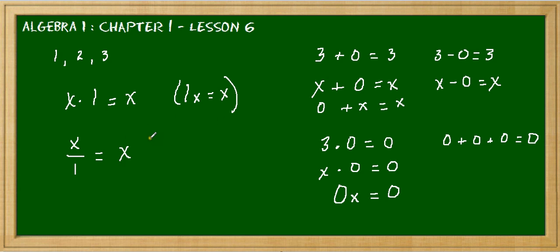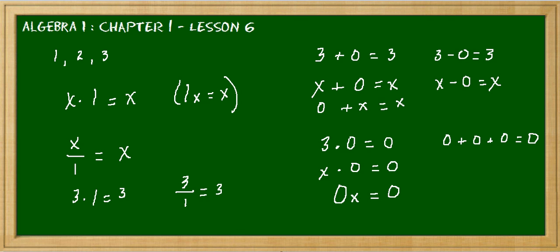Let's go ahead and just use some examples. What would be 3 times 1? Well, that's going to be equal to 3. And what would 3 divided by 1 be? Well, that would equal 3. So you can put in any number there, and that would always work.